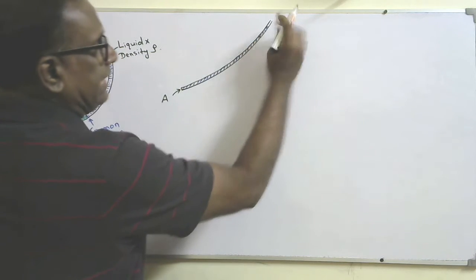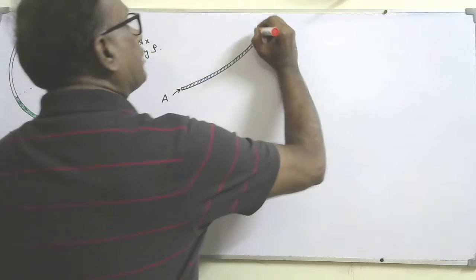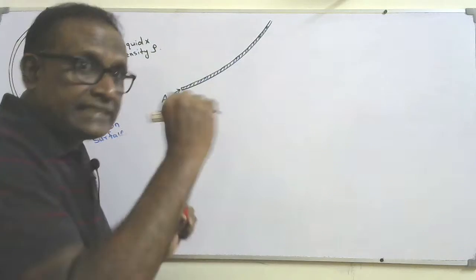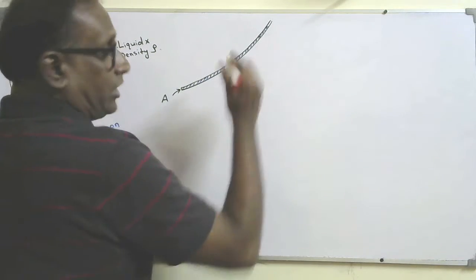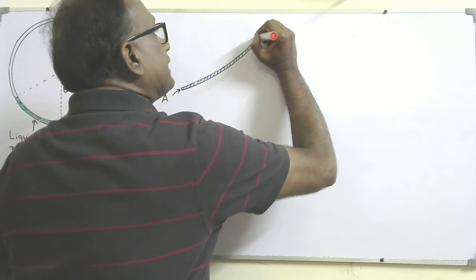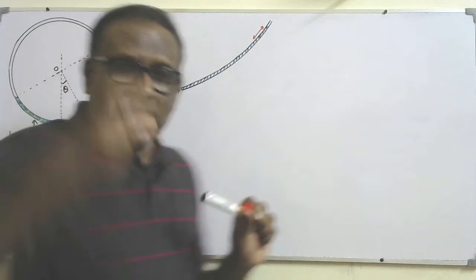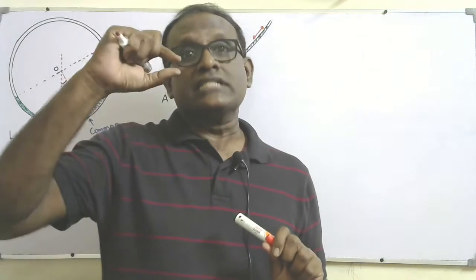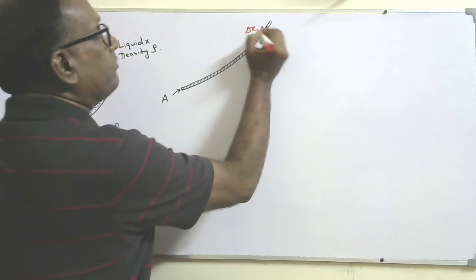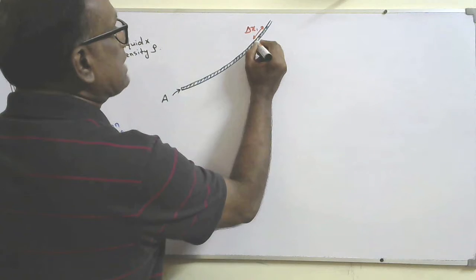Actually, it's a tiny length. Consider a tiny length delta x of the liquid column. It is a tiny length, but I'm drawing it as a big length. Even if the tube is curved, a tiny delta x looks like a straight line. So this length of liquid column, delta x1, will exert pressure at this surface.